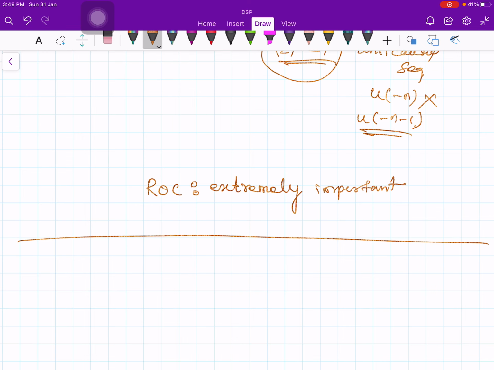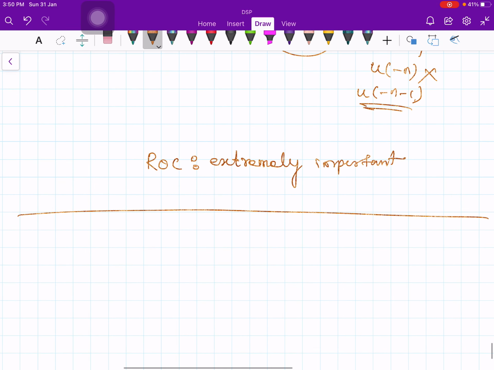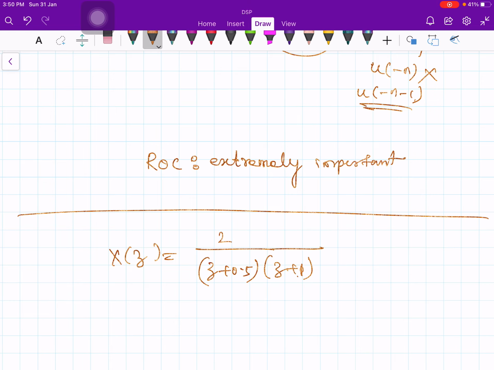Okay, so let me take another example. This example is more interesting. X of z is equal to 2 divided by (z plus 0.5) multiplied by (z plus 1). Now ROC is not specified here, ROC is not given. So they did not give the ROC. What to do in this case? Find the inverse z transform.